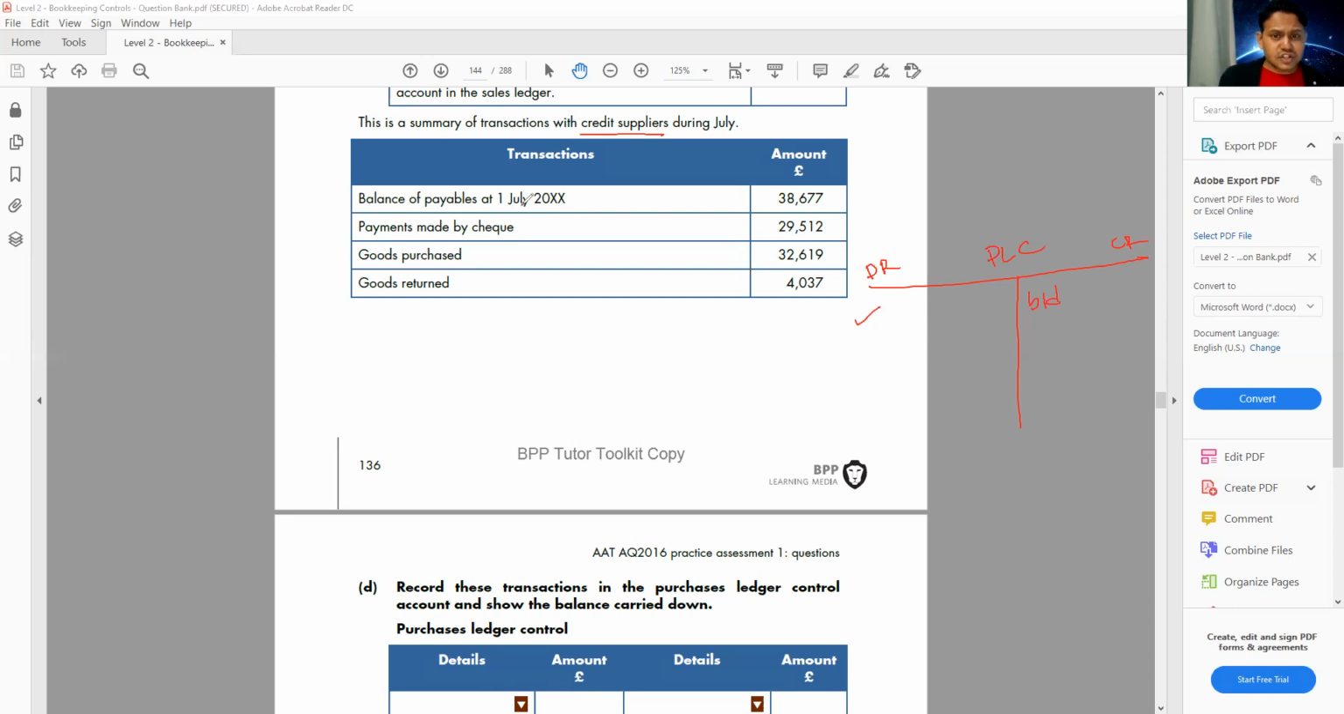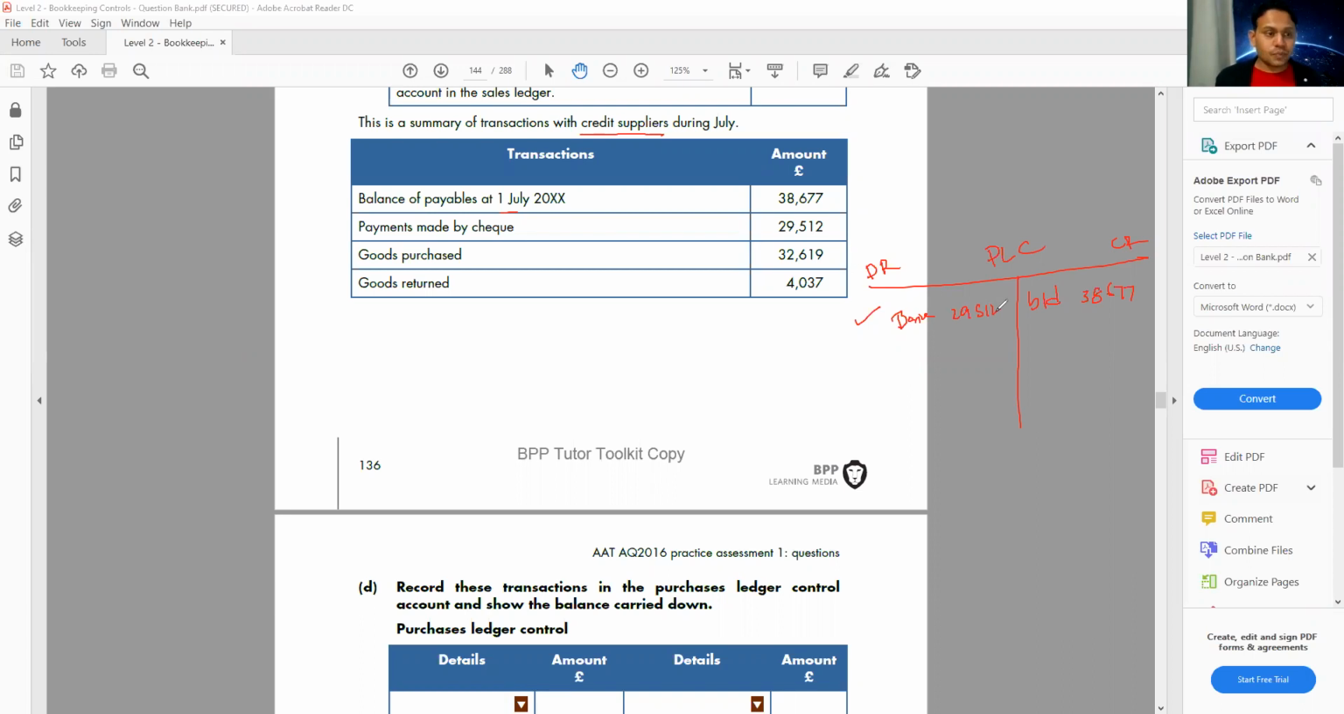Opening balance, 1st of July. My opening balance is 38,000. You can see that the opening balance is a liability account on the credit side. Payment made by check. Which side am I going to write on? Payment made by check, I'm going to write on the debit side. And I'm going to say this is my bank. Remember that, you write the word bank. So we paid from the bank, 29,512.